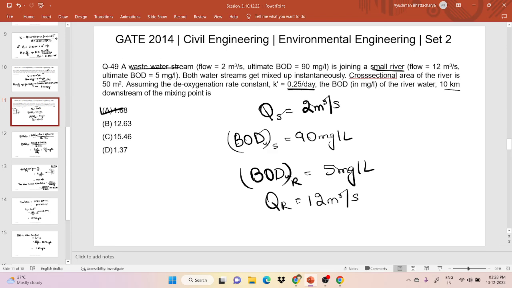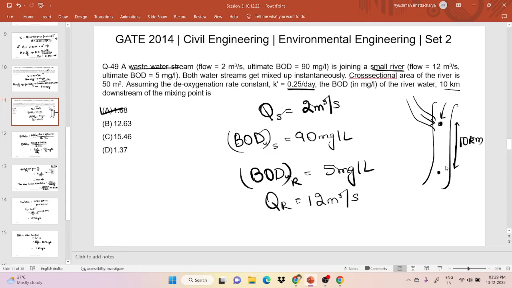So basically I will again summarize this question. In this question they are saying one wastewater stream is joining a small river. Both the waters get mixed up instantaneously. The cross sectional area of the river they have mentioned. They are asking what will be the BOD of the river water at 10 kilometer downstream of the mixing point. So suppose it is a river, and wastewater is coming here, and here is the river water. From here, at the 10 kilometer distance downstream, what will be the BOD here?